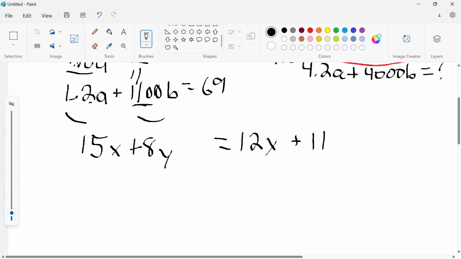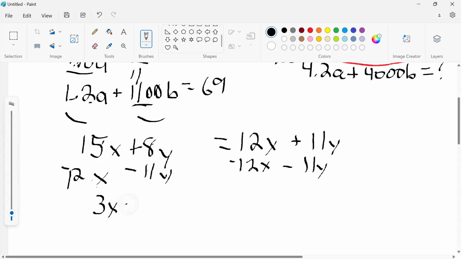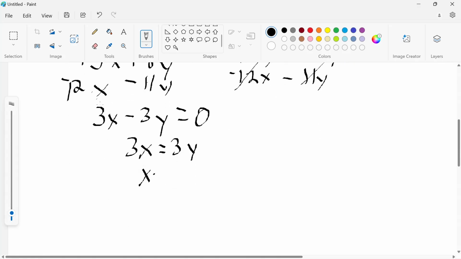So I will now subtract 12x, and 11y, from both sides. And 15 minus 12 is 3x. 8 minus 11 is minus 3y equals, and this is 12x minus 12x is 0. 11y minus 11y is 0, so equals 0. That means 3x equals 3y. And that means x equals y.